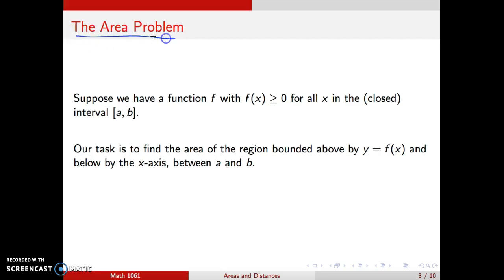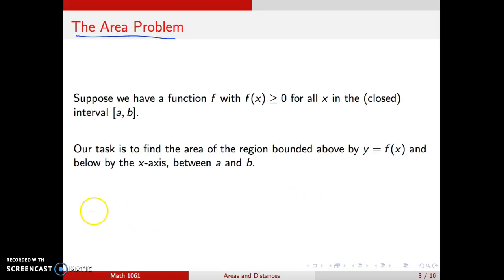So for the area problem, getting started, suppose we have a function f with f of x being non-negative for all x in the closed interval a to b. What we want to do is find the area of the region bounded above by y equals f of x and below by the x-axis between a and b.